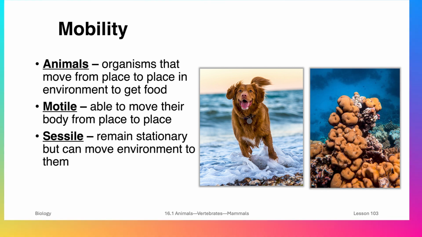Now, something that cannot move is something that has to have the environment come to them. And they are specially designed to take advantage of the fact when the environment does come to them. So you have mobile, which is illustrated here by the dog, and sessile, which is illustrated by these coral reefs.